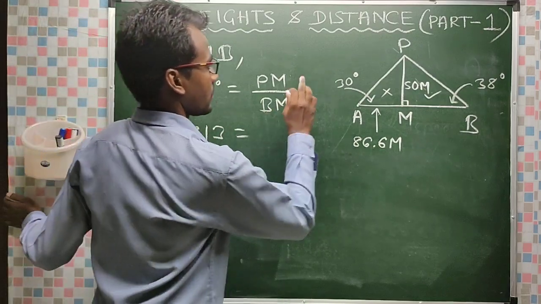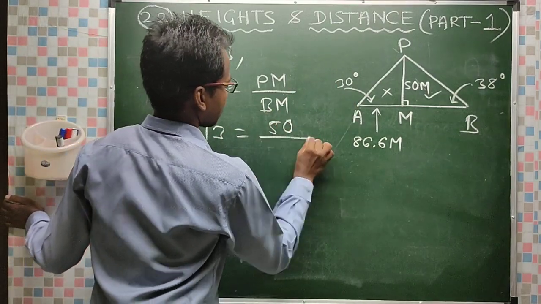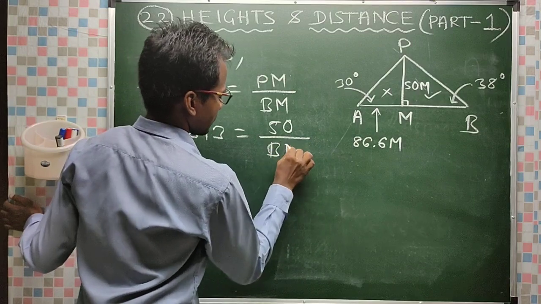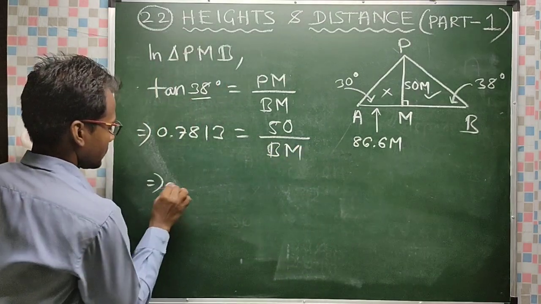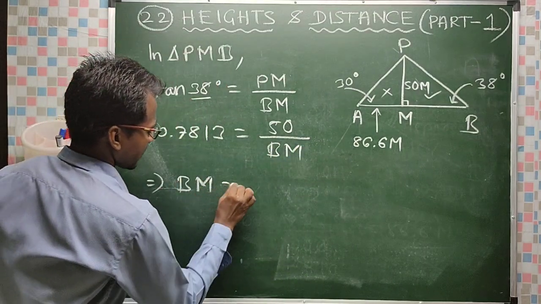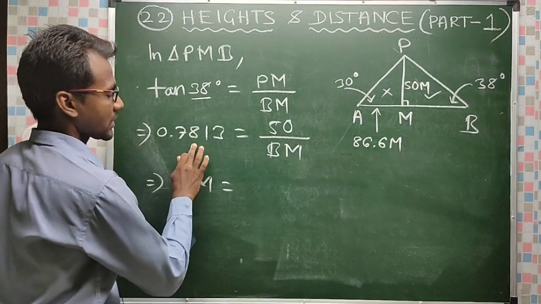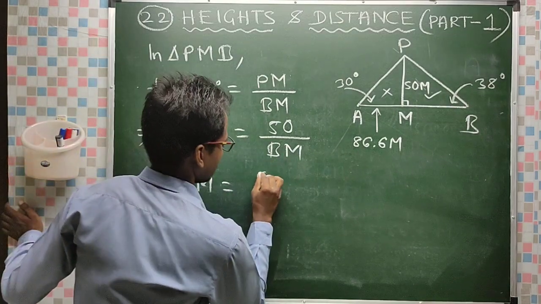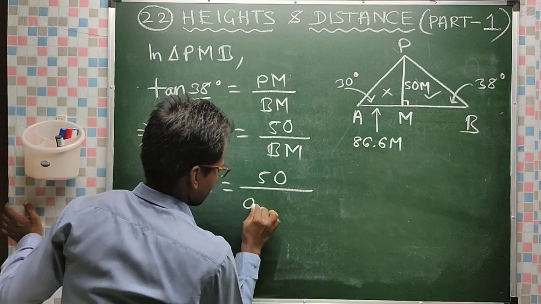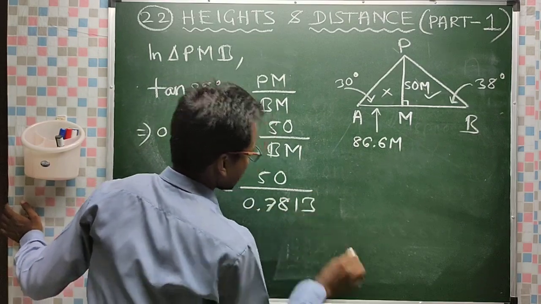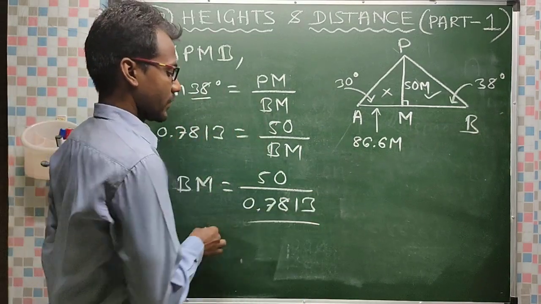So tan 30 degree is equal to 0.7813, which equals PM, 50, by BM. BM we have to find. So I will bring BM to the left, 0.7813 to the right. So 50 by 0.7813. Now this is a headache for us.